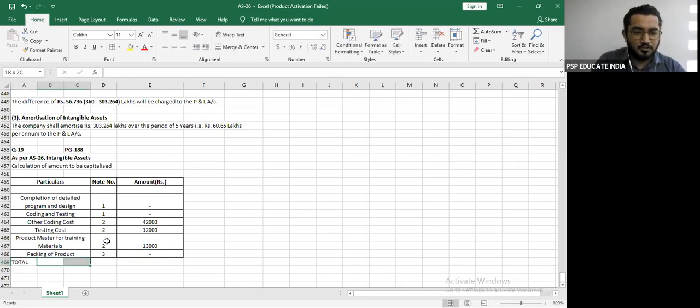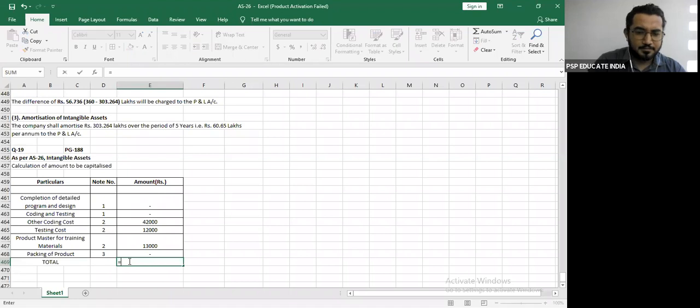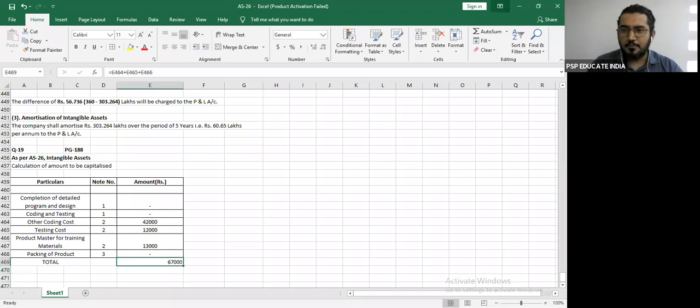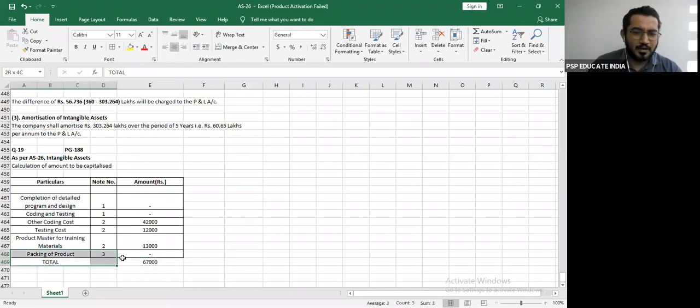See how much do you get? What's the total amount to be capitalized? Quickly on your chat box. How much will you capitalize in total? 67,000. So 67,000 is the amount to be capitalized.